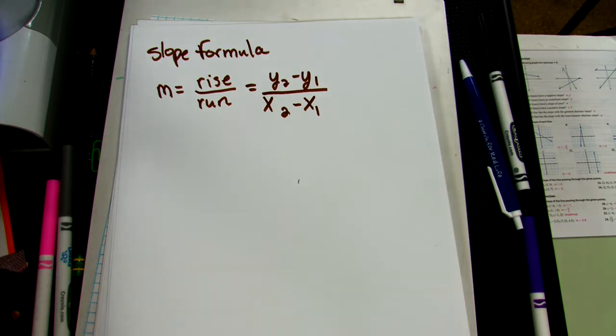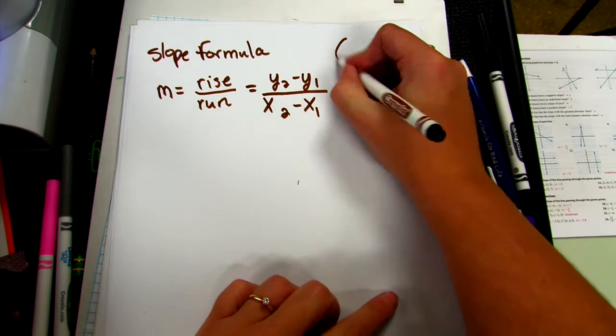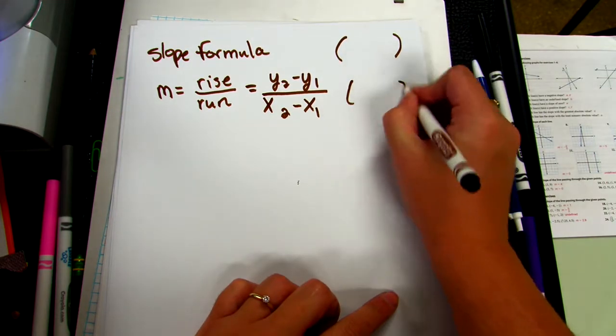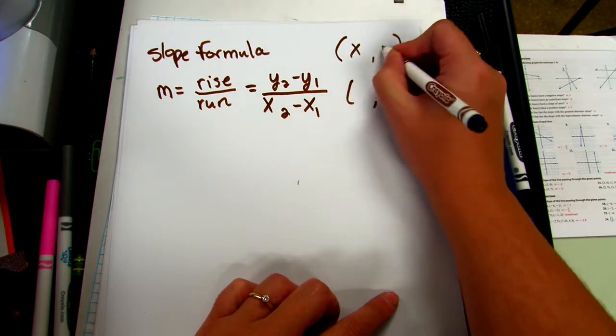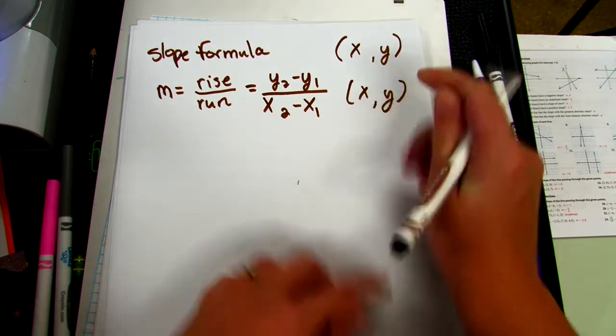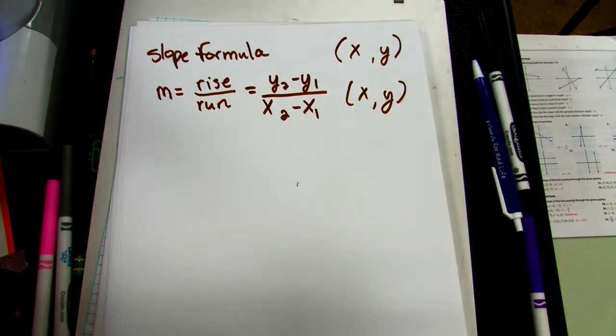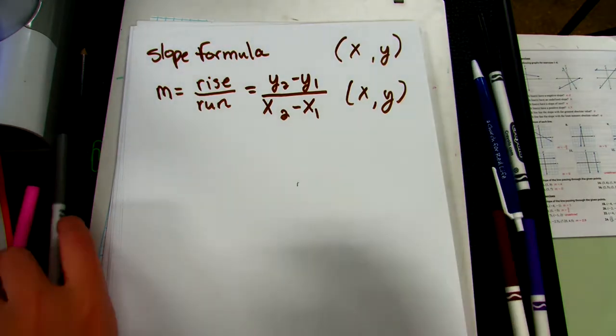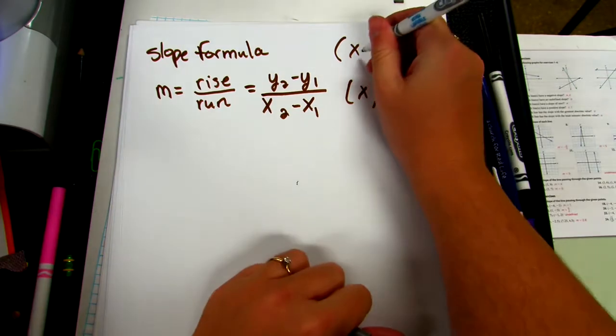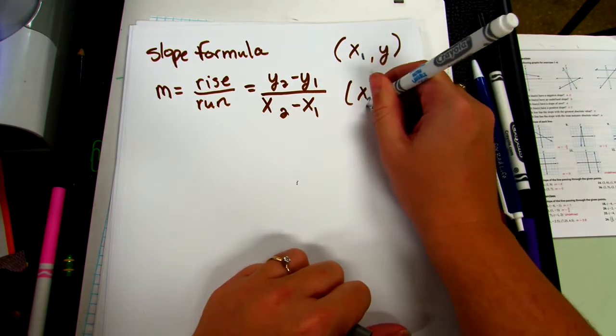And you're like, well, wait, where are you getting y2 and y1? If we're looking at two ordered pairs, (x, y) and (x, y), well, this x and this x are not necessarily the same, so we're going to give them a subscript and say, this is x1 and this is x2.